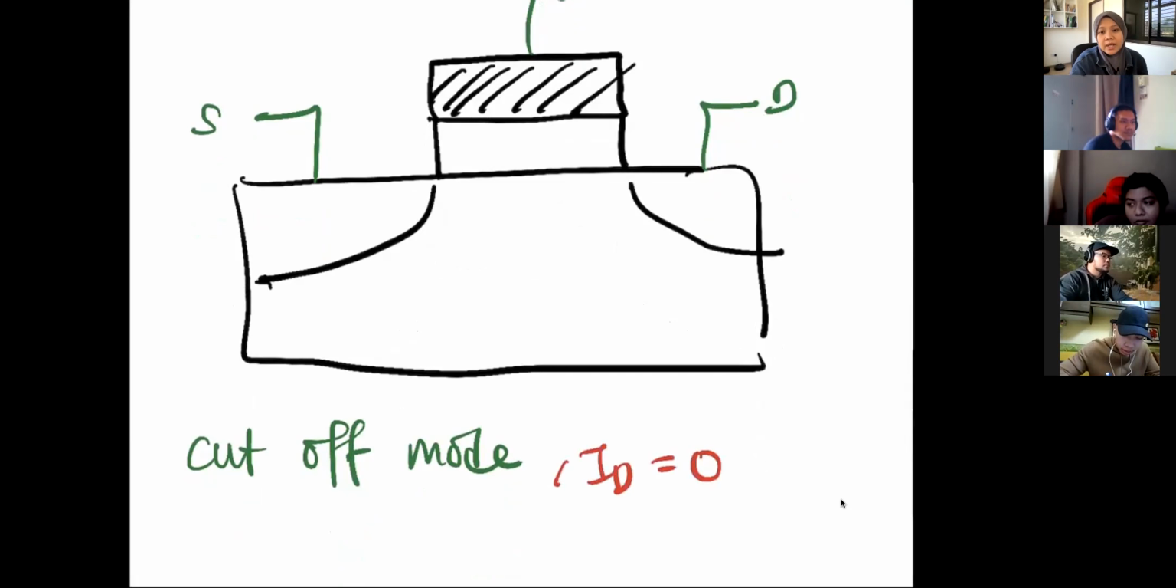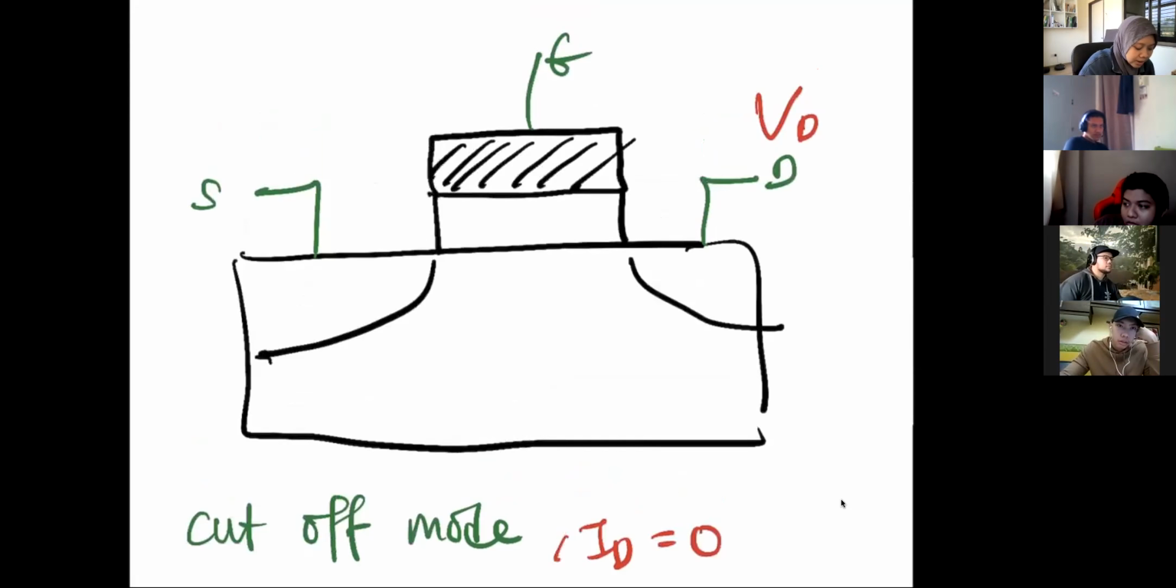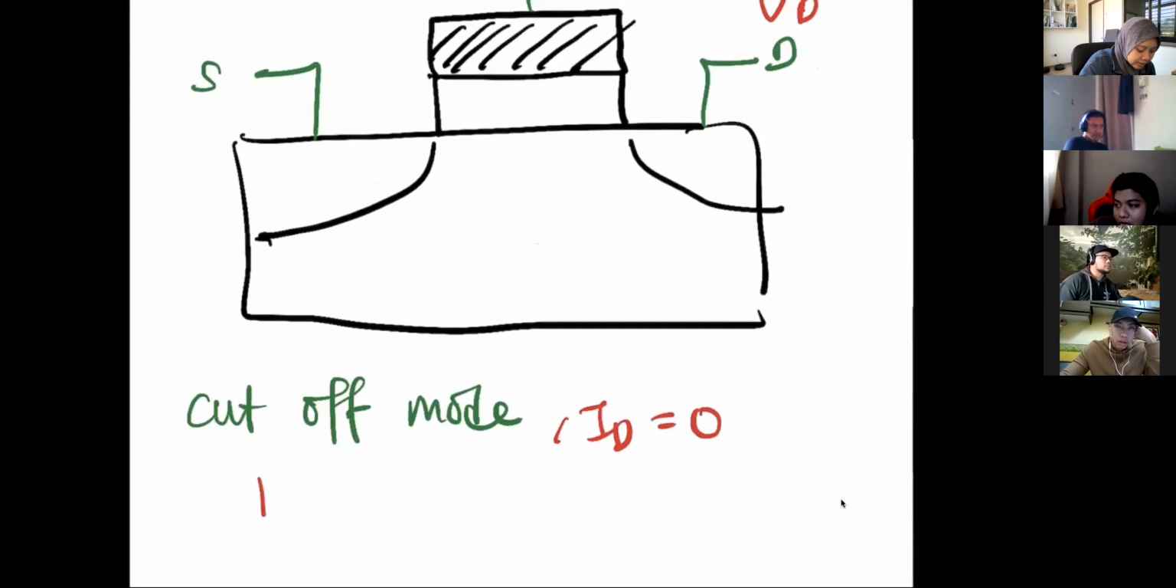So when ID equals to 0, it means there's no inversion channel. Even if you put the drain voltage VD to be very high, but there's no inversion channel, nothing will flow because there's no connection between the source and the drain, right? So the number one thing you should establish is the inversion channel. So VGS less than VTH, or VT.